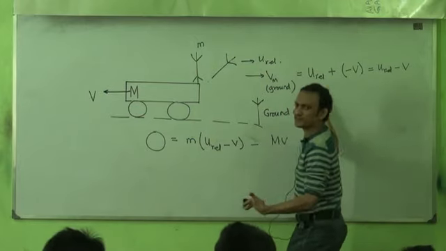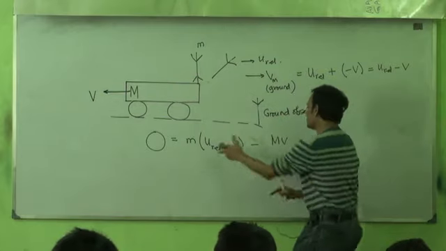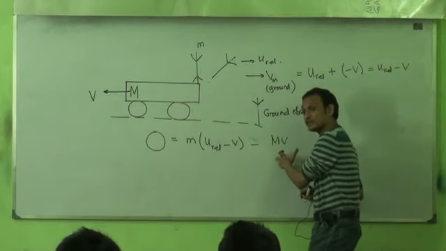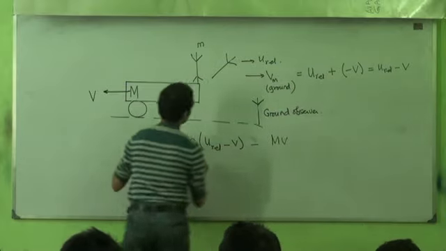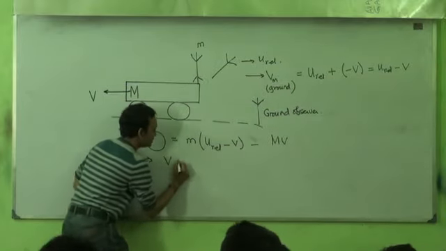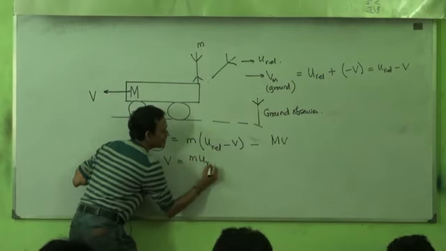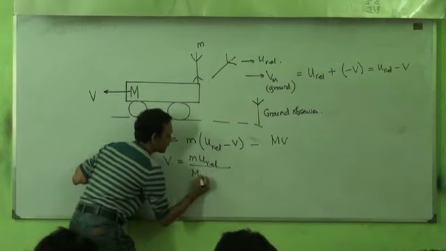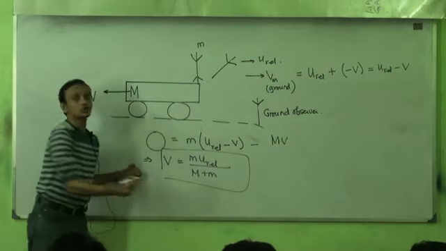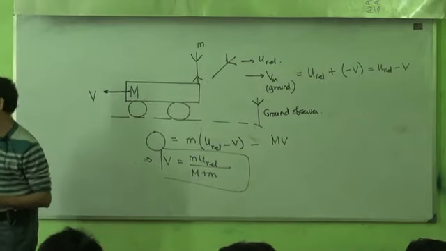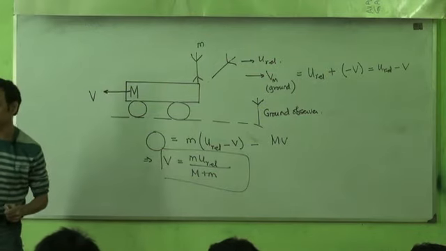I'm choosing everything rightward positive, everything leftward negative, and that's the reason I took this as the net linear momentum just after the jump, and this must be 0, leading to V equal to small m urel by capital M plus small m. That's the velocity of recoil of the trolley just after the jump.